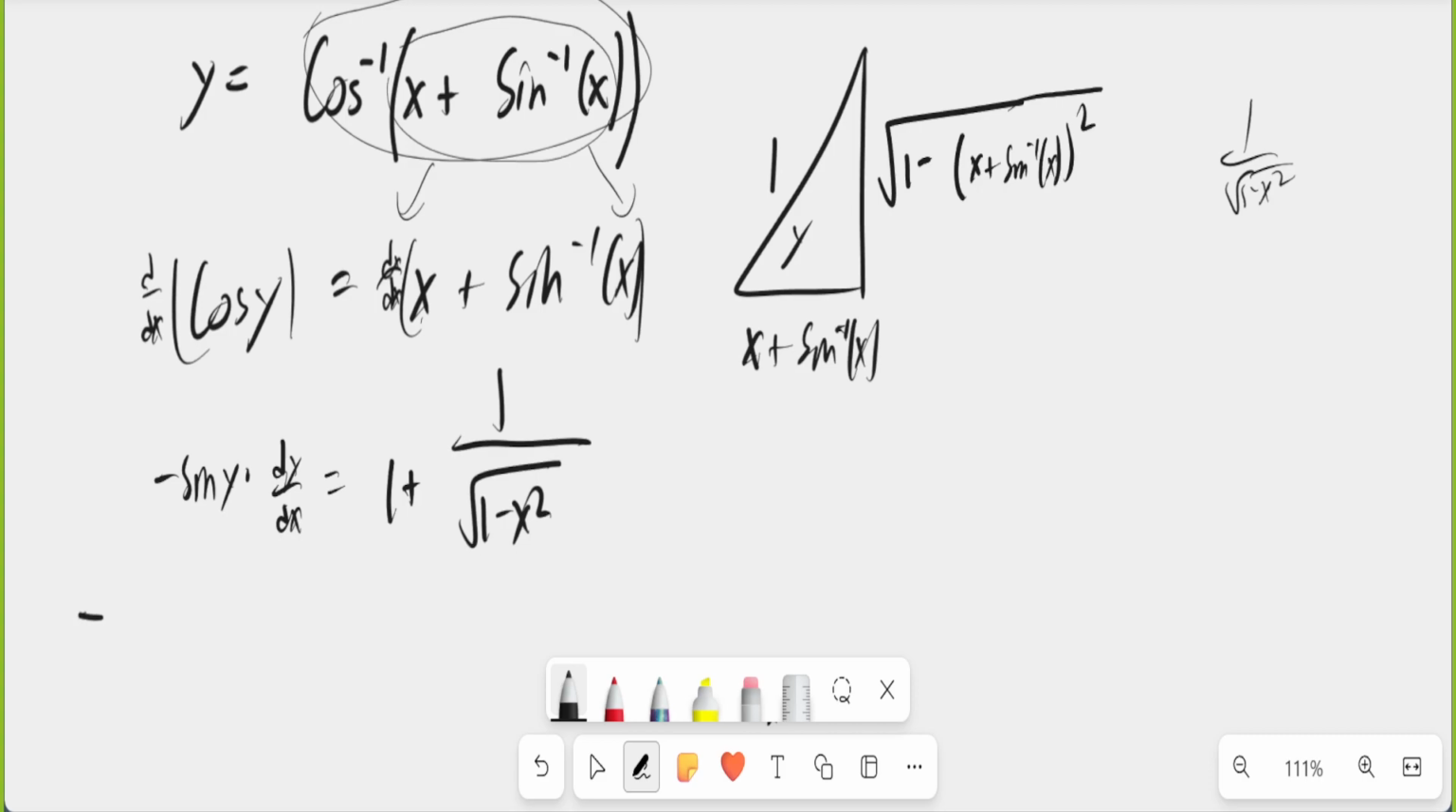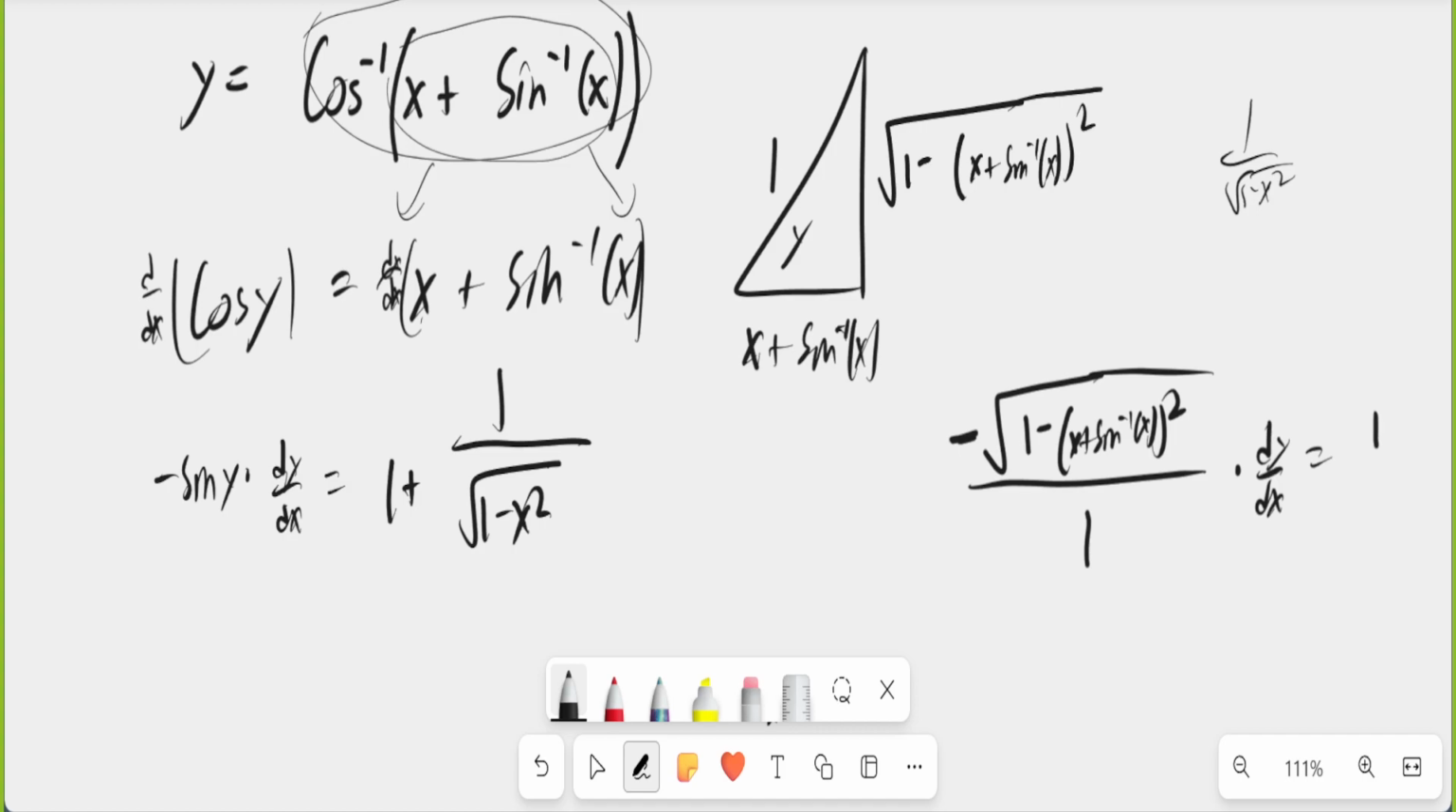So let's just put this in terms of x first, and sine would be the square root of 1 minus x plus sine inverse x squared over 1, and that's with a negative sign, times dy dx is equal to 1 plus 1 over the square root of 1 minus x squared. It got a little squished there, but I think that's fine. So if we plug in 0 now for x, what does that become? Negative 1 times dy dx is equal to 2.